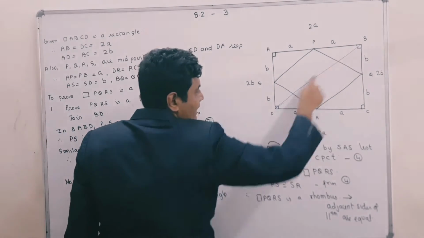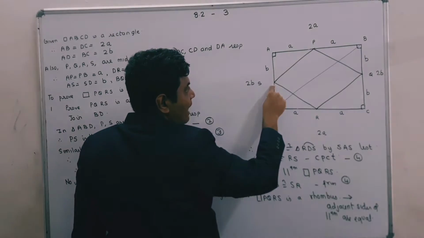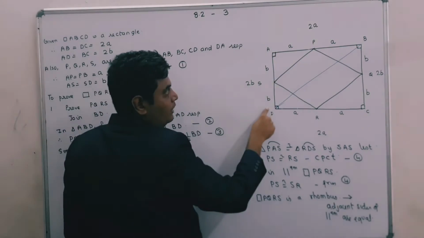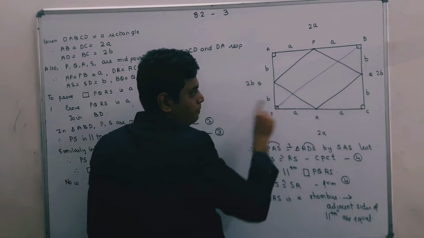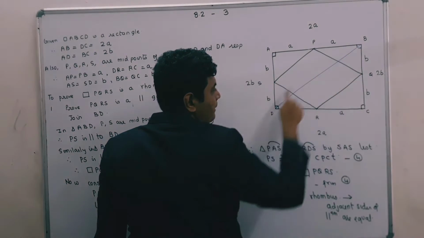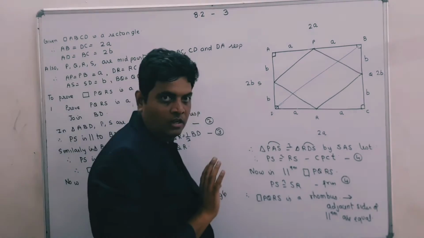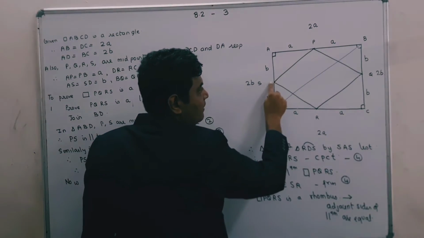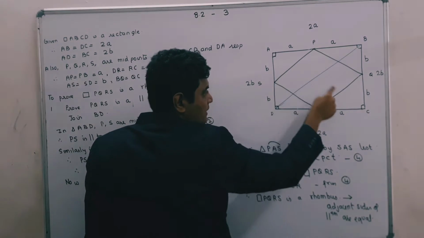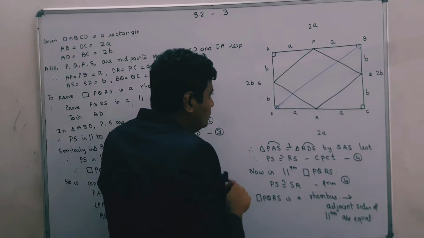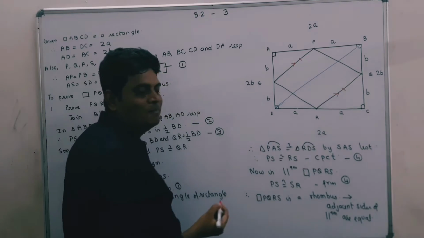We will join the diagonal BD. In triangle ABD, we have P and S are the midpoints of AB and AD respectively. Therefore, PS is parallel to BD and PS is half of BD. Similarly, you can prove in triangle CBD, QR is parallel to BD and QR is half of BD. Understood? So, therefore, we get PS is parallel to QR and PS is congruent to QR. Opposite sides of quadrilateral PQRS are parallel and equal, so it becomes a parallelogram.